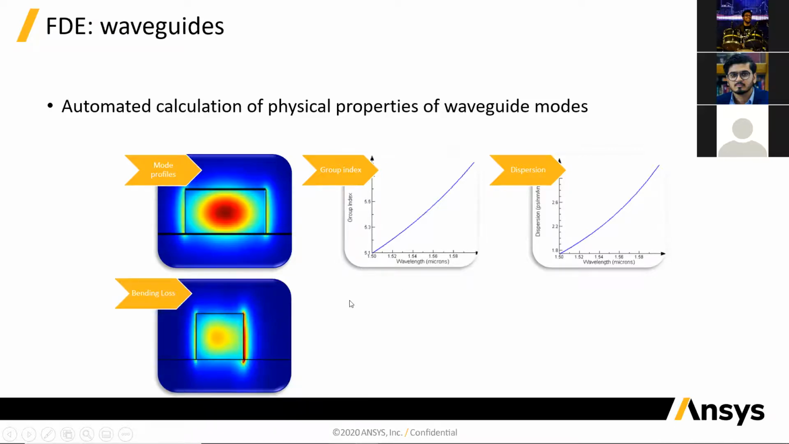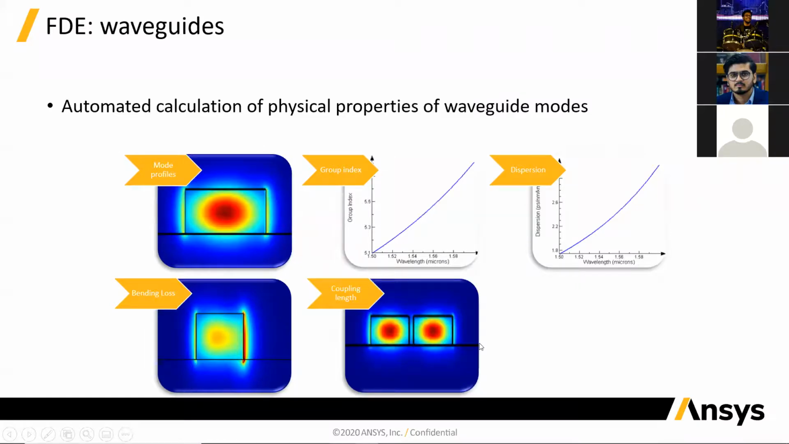Bending loss. When light goes through your waveguide or your fiber, and then there's a bend, you can get optical loss coming from the bend, and it shifts your optical mode as well. So there are built-in tools that allow you to model bent waveguides in FDE.